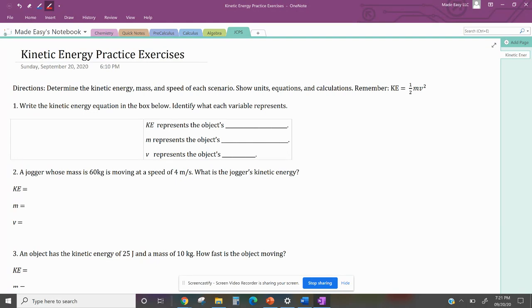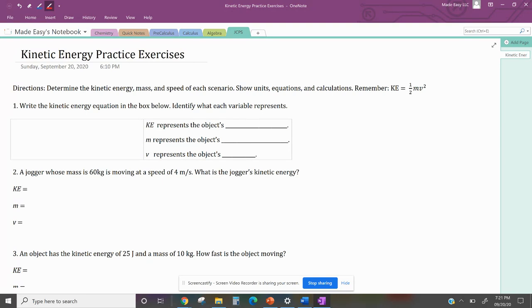Directions, those are pretty important. Let's read those. Determine the kinetic energy, mass, and speed of each scenario. Show units, equations, and calculations. Remember, kinetic energy equals 1/2 times m times v squared.